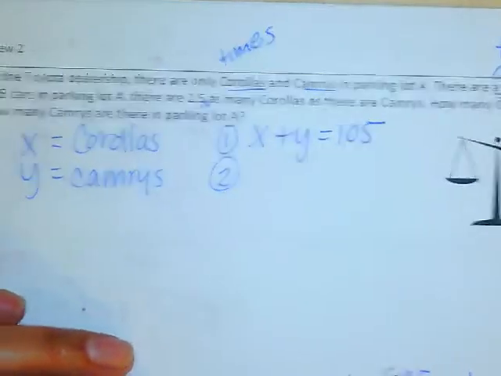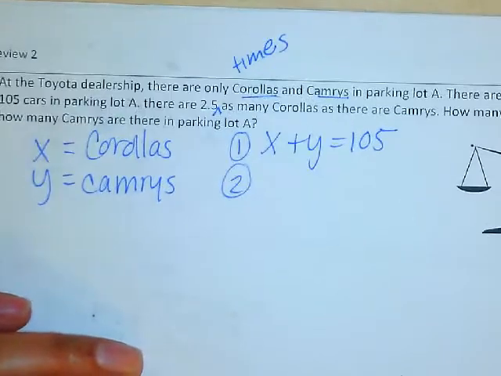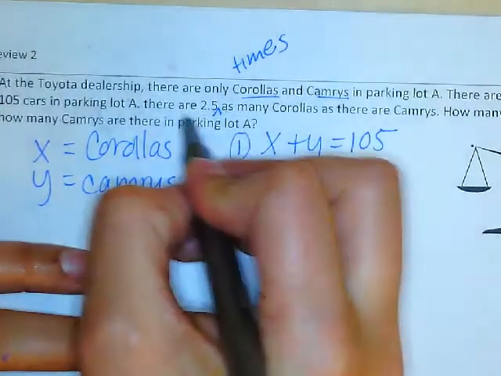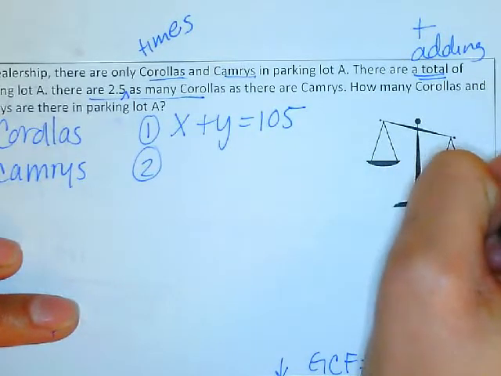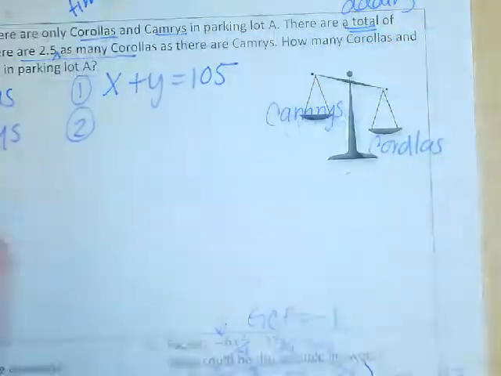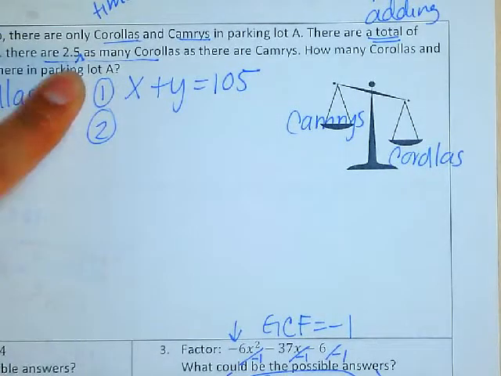Okay, the second equation, it says that there are 2.5 times as many Corollas as Camrys. So in that little sentence right here, I know that there are more Corollas than Camrys. So I have more Corollas than I do Camrys. Okay, and 2.5 as much.